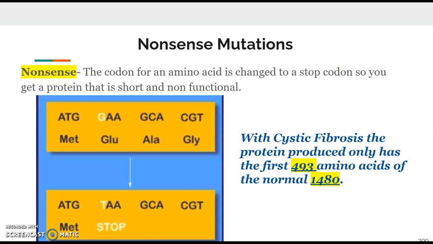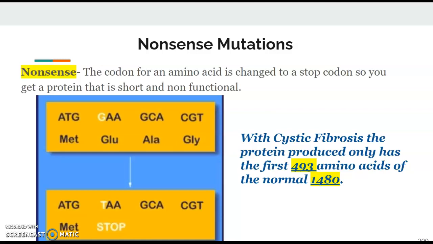All right, then we have nonsense. A nonsense is when the codon for an amino acid is changed to a stop codon, so you get a protein that is short and non-functional. I like to think of it as you started getting dressed and you stopped before you were finished. Now you're looking a hot mess. And this is what happens with cystic fibrosis.